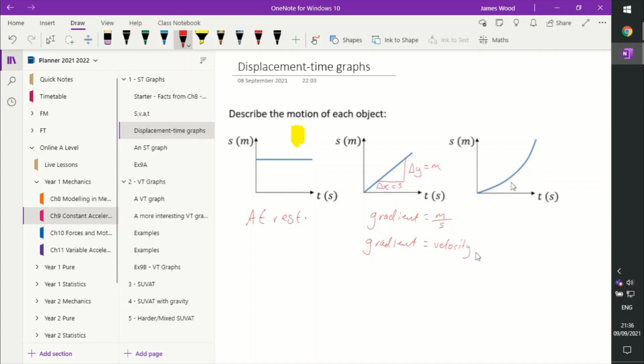Now this next one is a curve, so it is increasing. But let's think about the gradient at some different points. If I drew a tangent there, it looks a bit like that. If I drew a tangent here, maybe let's do a different colour, let's go for green, it's a bit steeper, isn't it? And if I drew a tangent up here, then it's very, very steep. So the gradient, i.e. the velocity, is increasing. Let's just make a note of that. So the velocity is increasing. Therefore, that must mean it is accelerating.